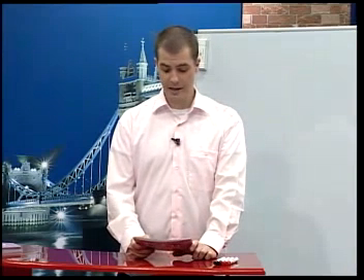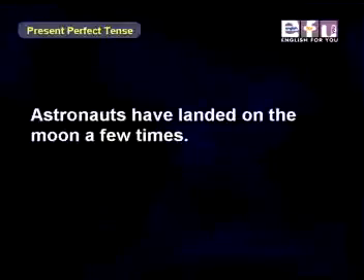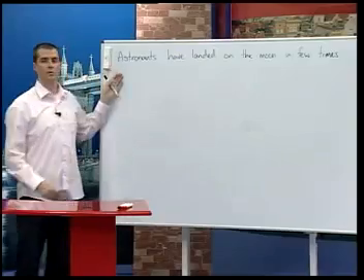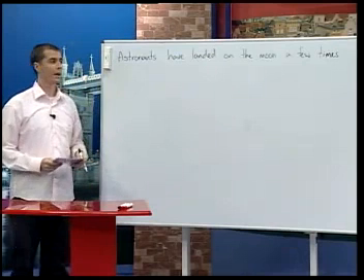So the present perfect tense is used to describe an activity or situation that occurred or did not occur. It didn't happen or did happen sometime in the past. We don't know exactly when. It can also be used to describe activities that happened several times in the past. For example, astronauts have landed on the moon a few times.